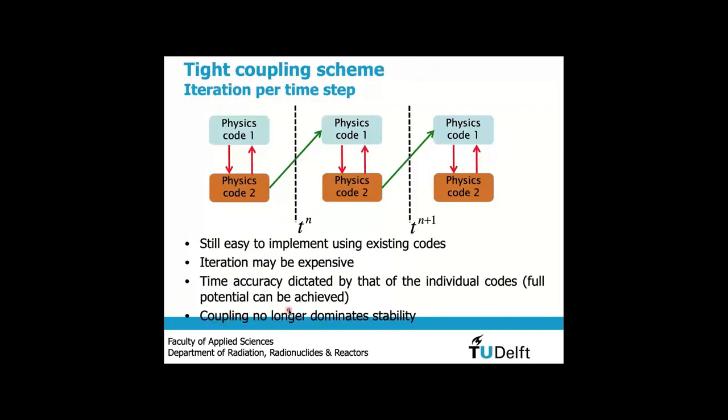Okay, let me just go to the next. Another thing that's an easy extension of this scheme, which is also often applied, is called a tight coupling scheme. It's essentially the same as the scheme on the previous slide, except that we still iterate in one time step. Super easy still to implement, just have a little small loop around it. It might be a bit expensive because you have multiple iterations per time step of both of these codes, and both can be expensive to do. Stability is much increased. So you can take larger time steps, although at a price of more iteration per time step. So this is also an often used methodology.